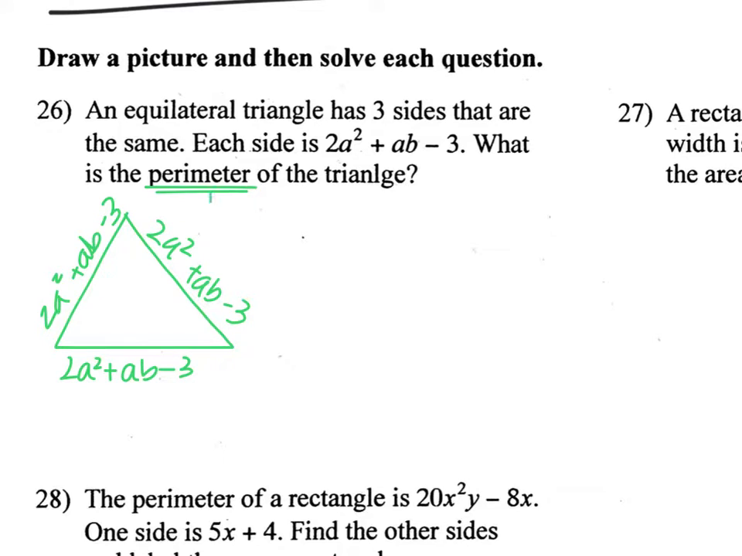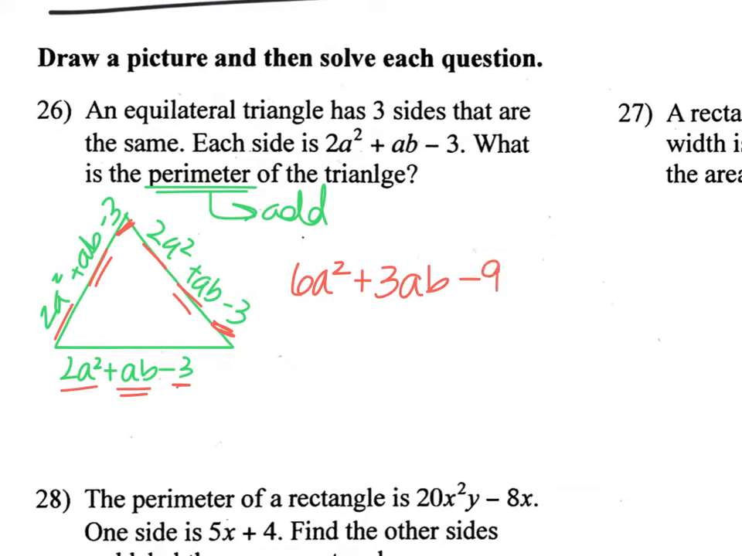Perimeter, you should know, means to add all 3 sides. So I'm going to add those up. And we know when we add, we can only combine like terms, and exponents do not change. So that's going to give me 6a squared. I've got an ab on each side, so that's going to be plus 3ab. And I've got a minus 3 on each side, which is going to give me minus 9. So the perimeter can be written as 6a squared plus 3ab minus 9.